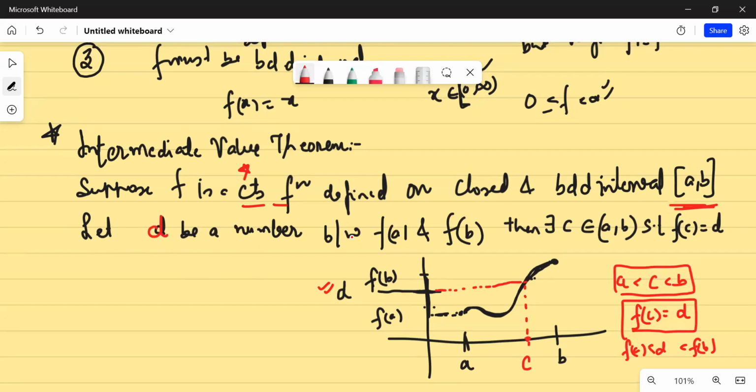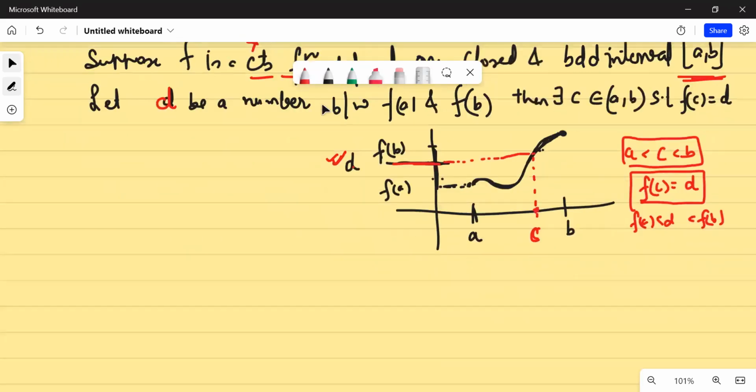अच्छा. And let d be a number between fa and fb. You just take a number d between fa and fb. For this d, you will always find a c such that f of c is equal to d, and not only that, this c will always lie between a and b. So for any intermediate value between fa and fb, you will always find an intermediate value between a and b such that the image of that value will be this. Is that clear? Yes, sir. Okay.